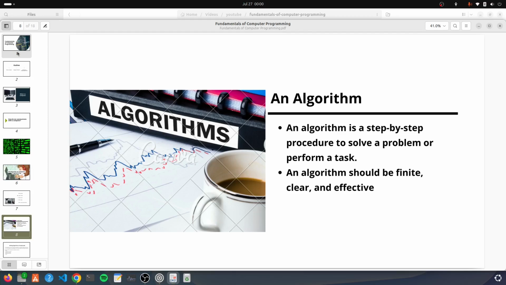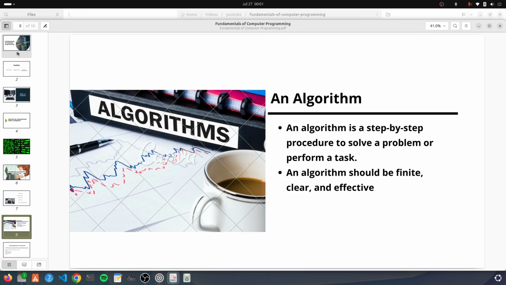So the processes that you go through in moving from your home to the workplace early is what we call an algorithm. The process or the steps that you use to move from your home to the workplace without being late is what we term as an algorithm. An algorithm should be finite, clear, and then effective.